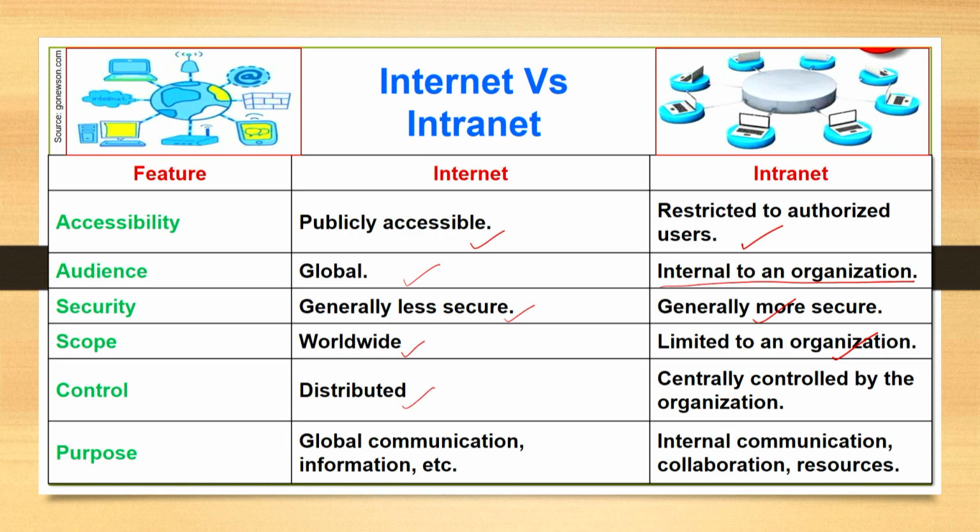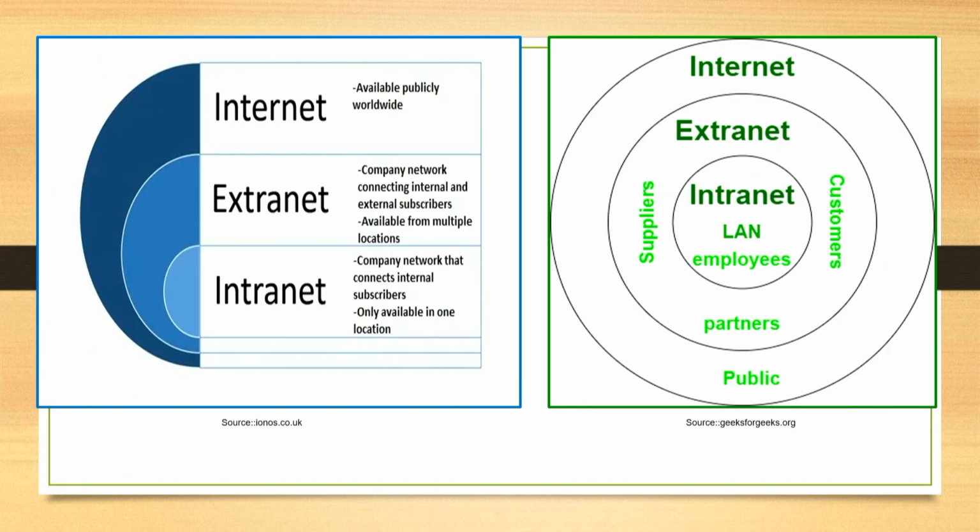Internet is distributed, whereas intranet is centrally controlled by the organization. Internet is used for global communication, information, etc., whereas intranet is used for internal communication, collaboration and resources. So, internet is the network of networks, whereas intranet is owned by an organization where the employees can interact with each other by using the network.